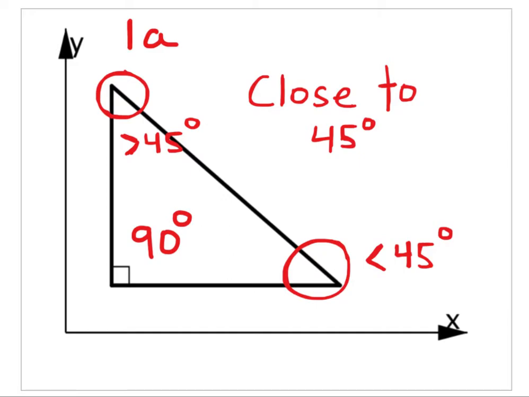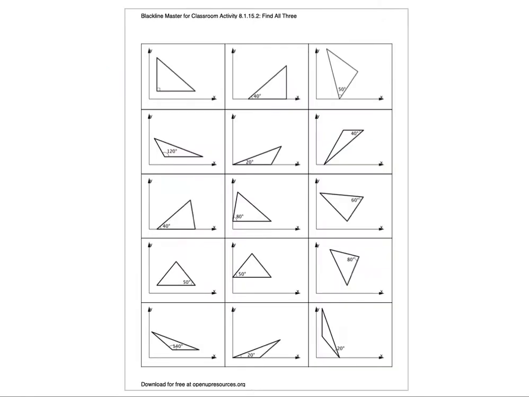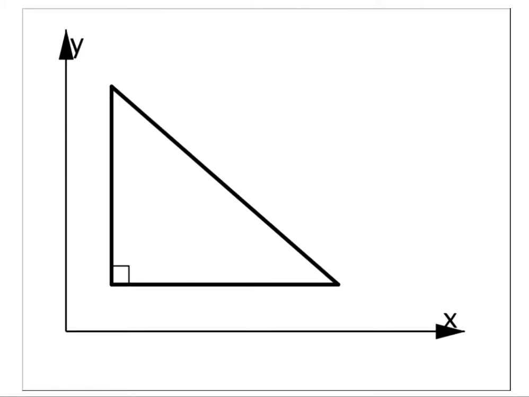This is activity 15-2, find all three. In this activity, each student gets a card. So here's a bunch of cards that get cut out. Each student gets a single card, and on that card, you're supposed to figure out what the angles are of the triangle.